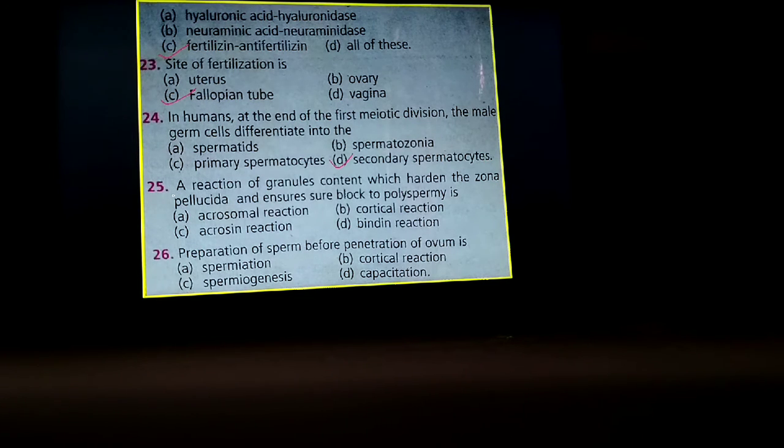Question number 25. The reaction of granules which harden the zona pellucida layer of the ovum and ensure a block to polyspermy. So this reaction is known as cortical reaction. Option B. Question number 26. Preparation of sperm before penetration of the ovum is known as, so this process is known as capacitation. Option D.